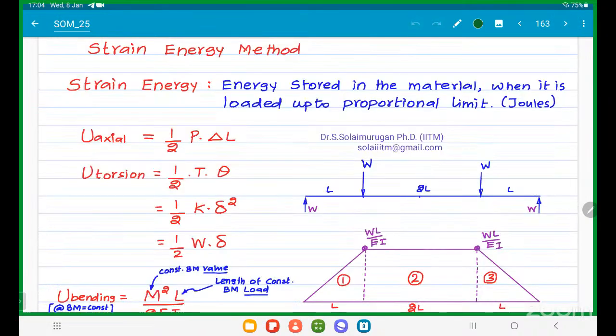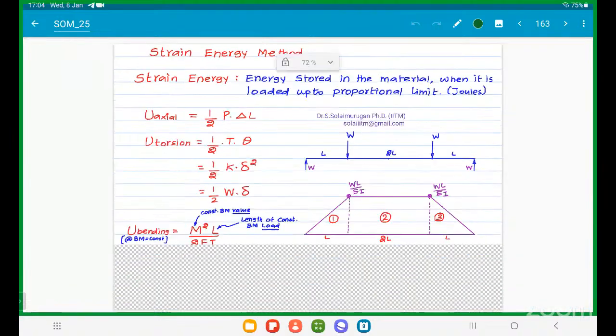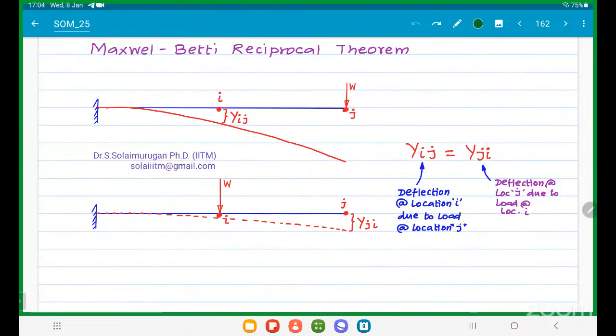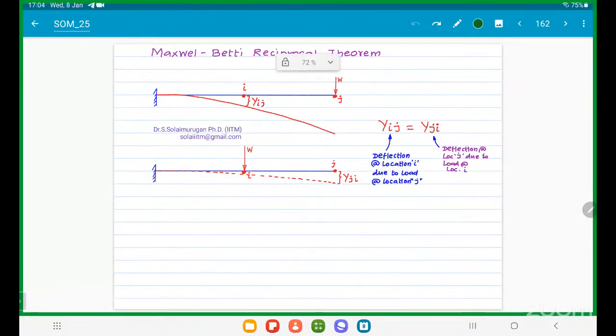We have proved this with the help of the moment area method. I have proved it in the classroom. If possible, I will show it later. Give me a reminder if you want the proof. The moment area method is time consuming, but we have done it in the class.